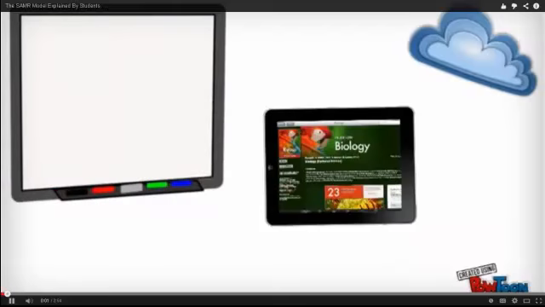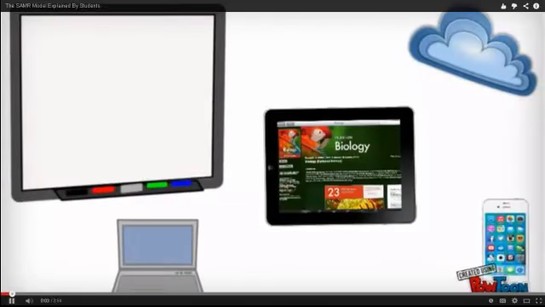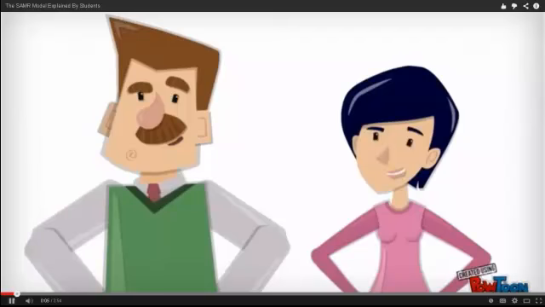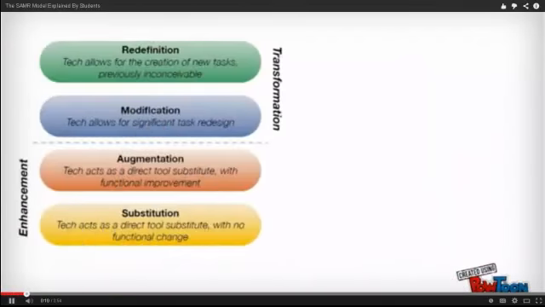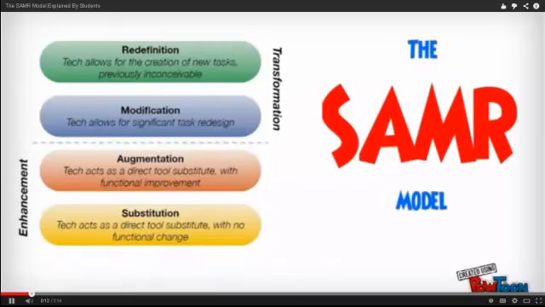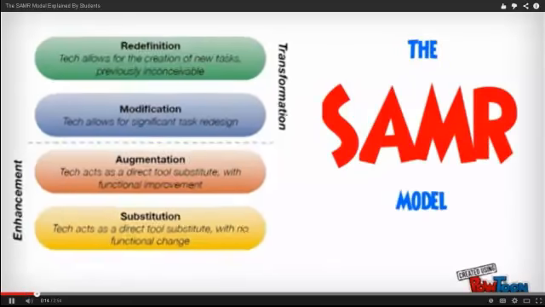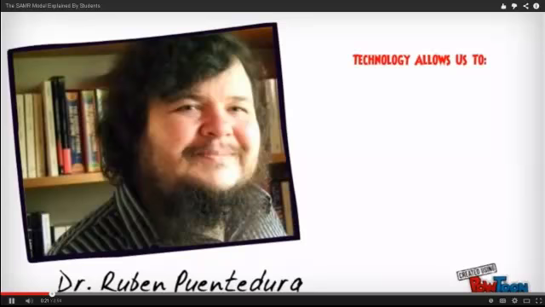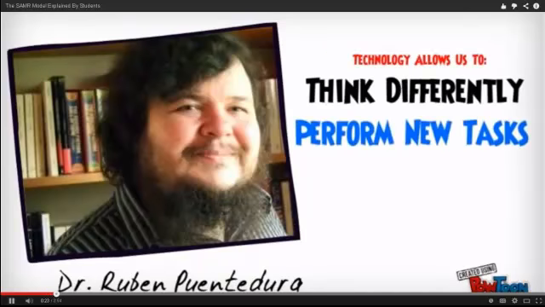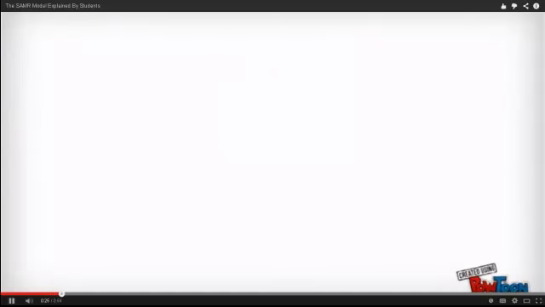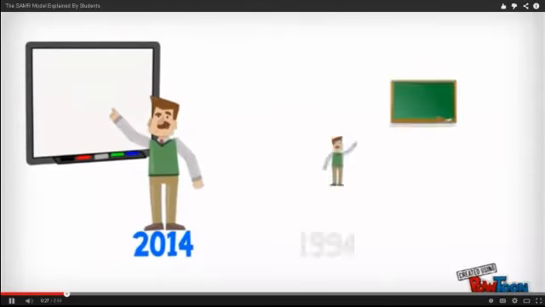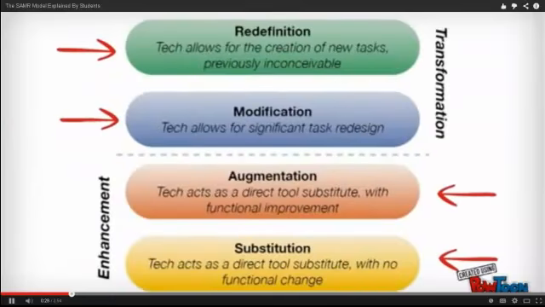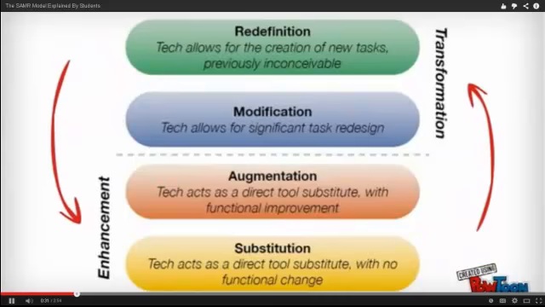Okay, we all know that using technology in school can help students learn. But how could our teachers reflect on how effectively they're using technology? Well, that's what this model is for, the SAMR model. It's kind of like a Bloom's taxonomy for educators. It was created by this guy, Dr. Ruben Puentedura, who believes that using technology allows us to think differently and perform new tasks. After all, if we have today's technology, then why teach like we did 20 years ago? There's 4 different levels and 2 different sections in SAMR.